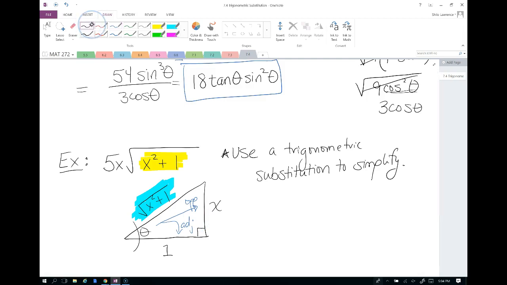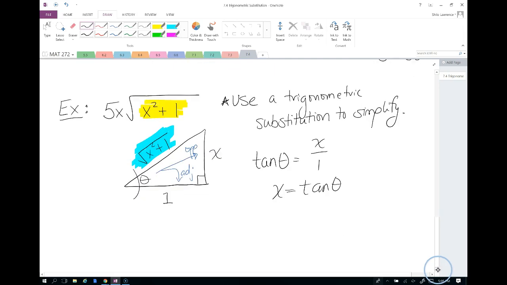So we need to think about what trig function uses opposite and adjacent, and that's tangent. So the tangent of theta is opposite over adjacent, and we really don't have to do anything with that 1 there. We get that x equals tan theta. That is the substitution we need to do in this particular expression to get our sum or differences of squares to simplify with the Pythagorean identity.